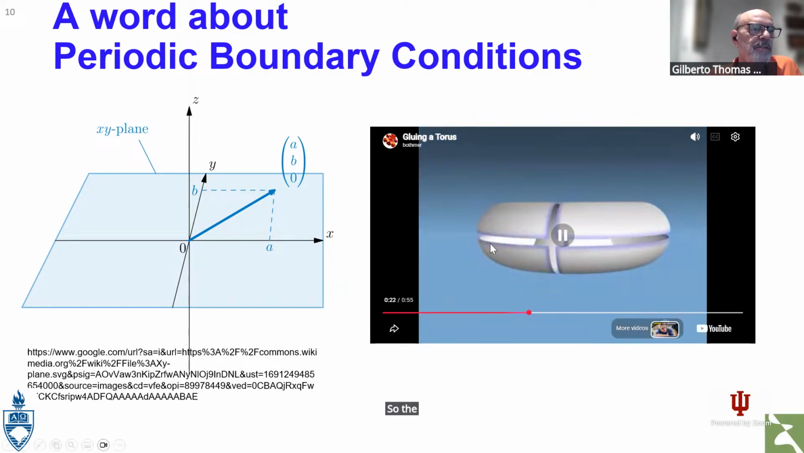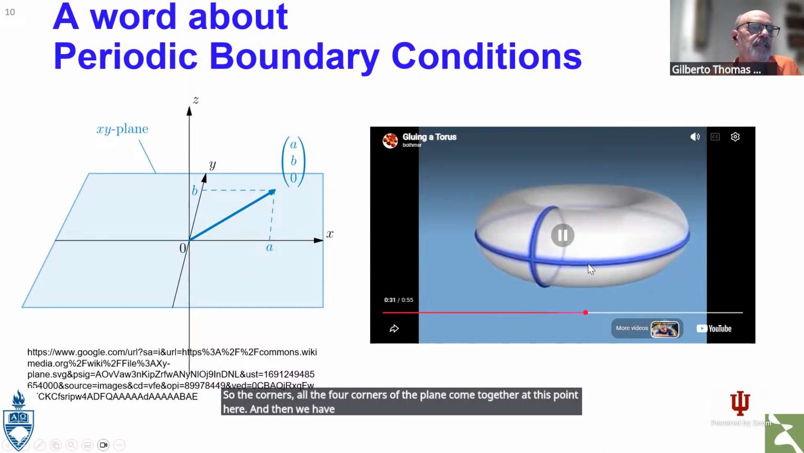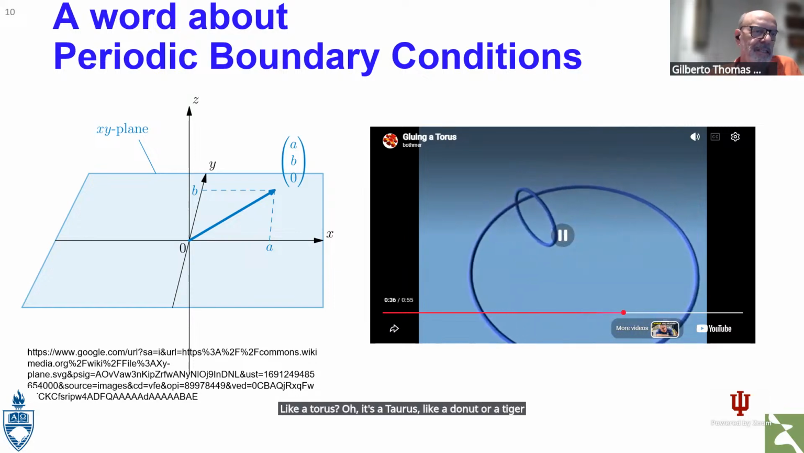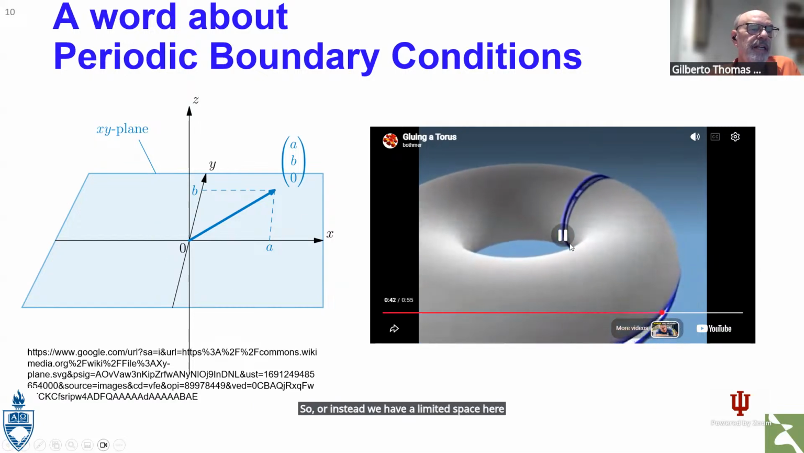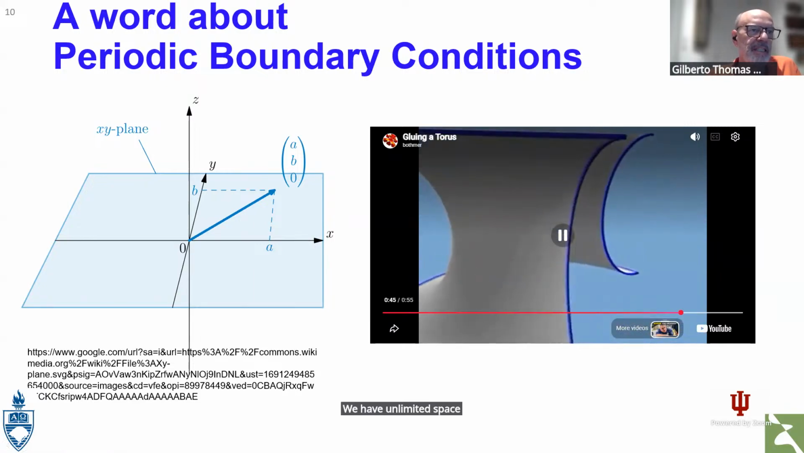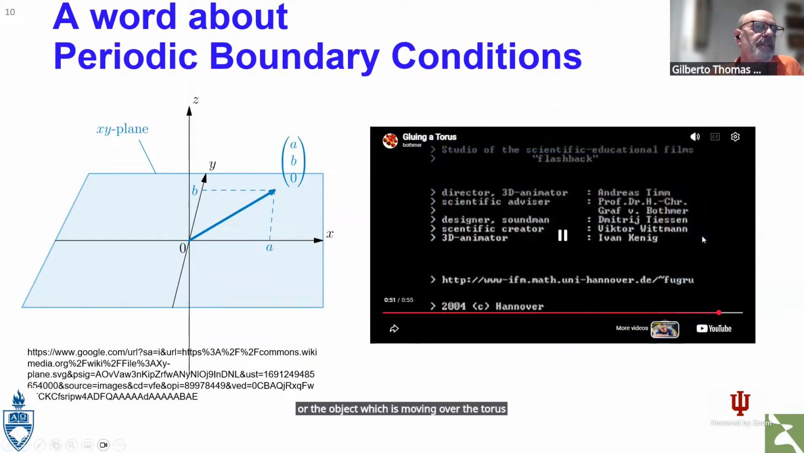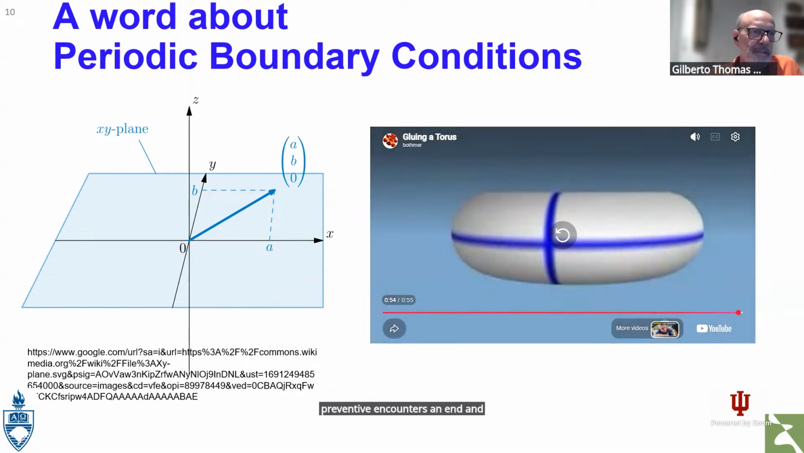So the corners, all four corners of the plane, come together at this point here. And then we have a torus, like a donut or a car tire. So instead of a limited space, we have an unlimited space, because the cell or the object moving over the torus doesn't encounter an end and keeps on walking always. Okay, I hope this clarifies your concept of periodic boundary conditions.